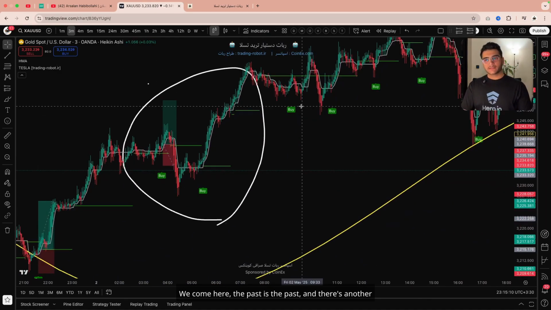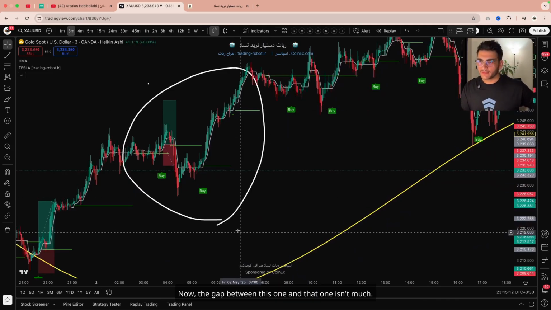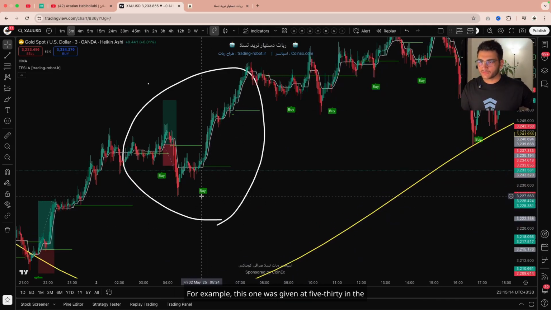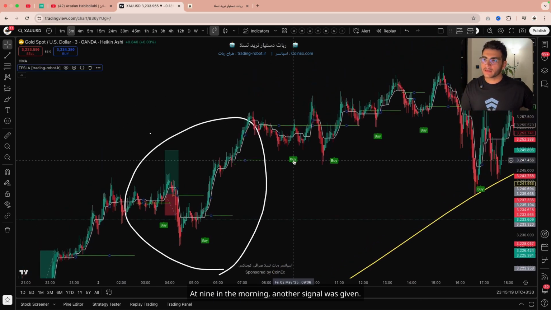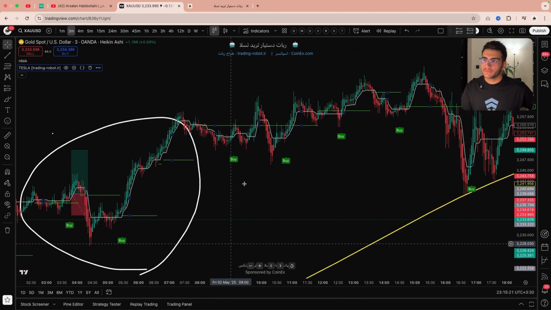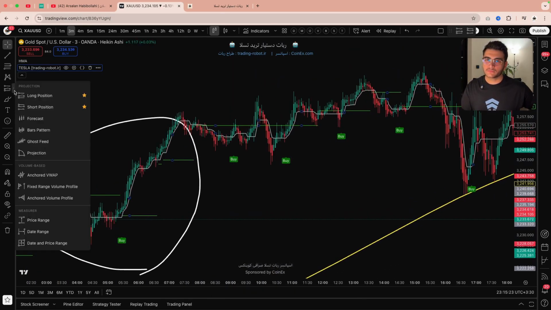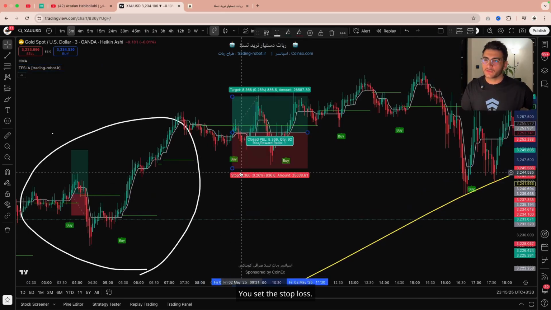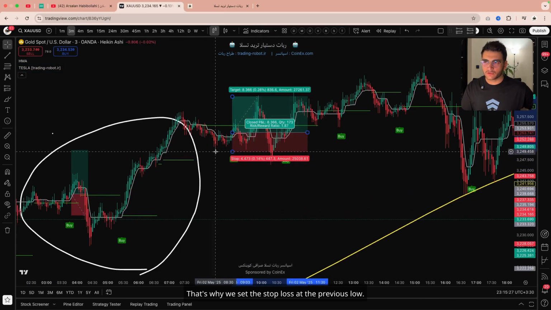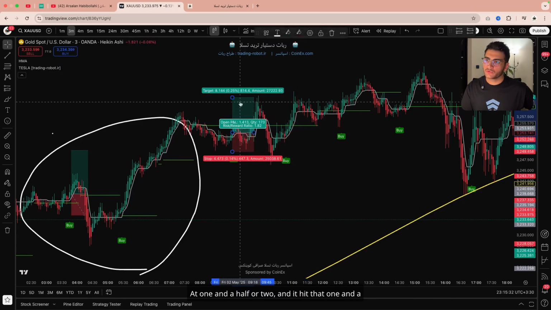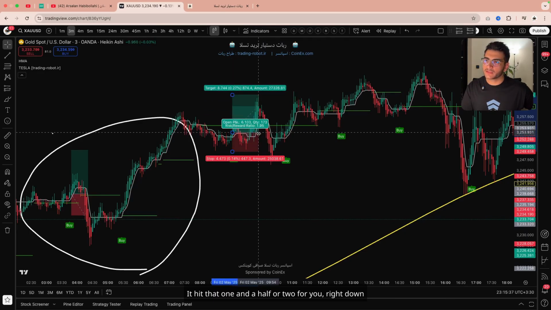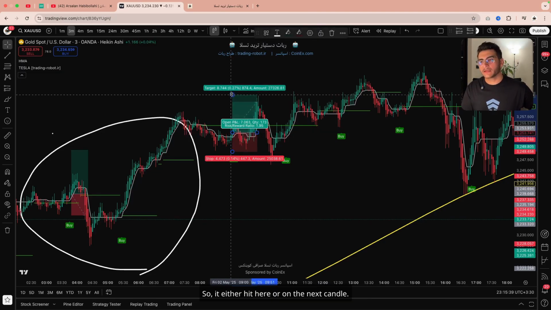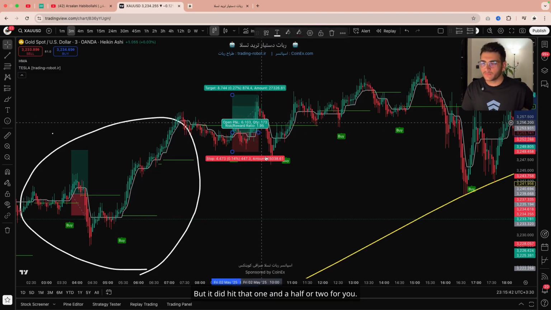We come here, the past is the past, and there's another buy left at 10. Now the gap between this one and that one isn't much. For example, this one was given at 5:30 in the morning, and that one at 9 in the morning. At 9 in the morning, another signal was given. Here you enter at the candle close. Long, you set the stop loss. And that's why we set the stop loss at the previous low, right? You adjust the risk to reward ratio at 1.5 or 2, and it hit that 1.5 or 2. Yeah. It hit that 1.5 or 2 for you, right down to the millimeter. So it either hit here or on the next candle. But it did hit that 1.5 or 2 for you.